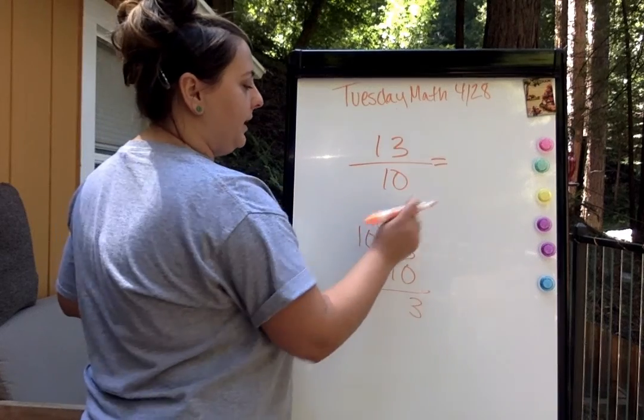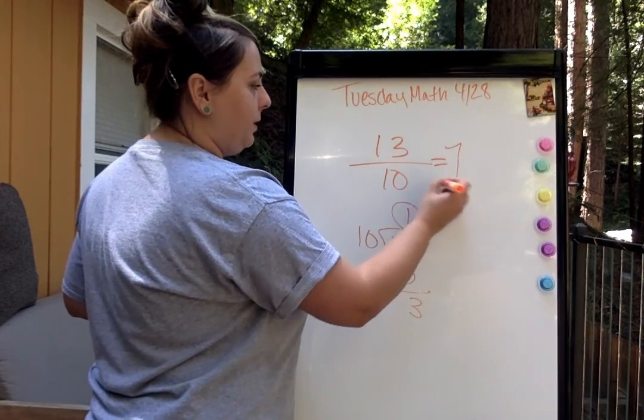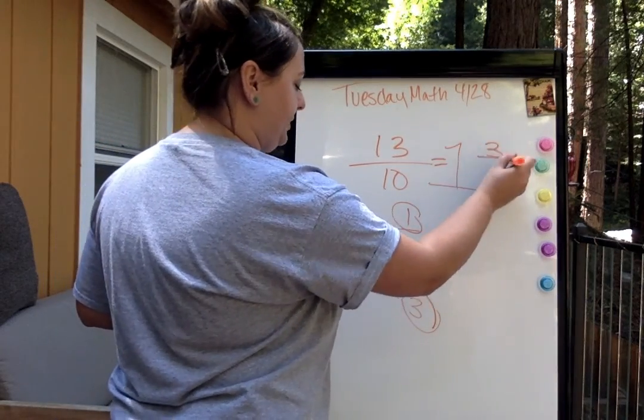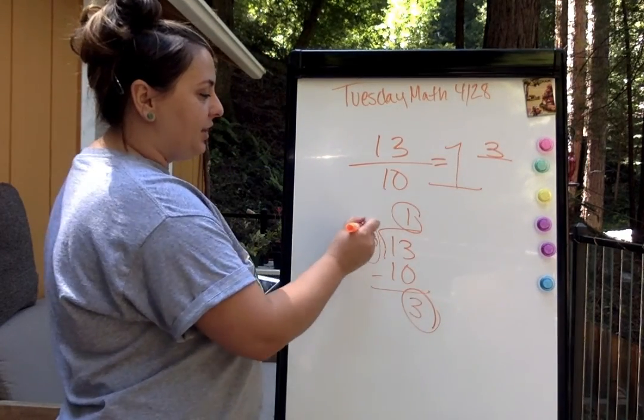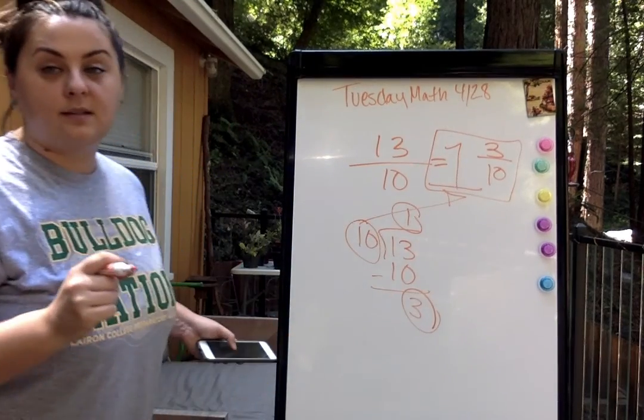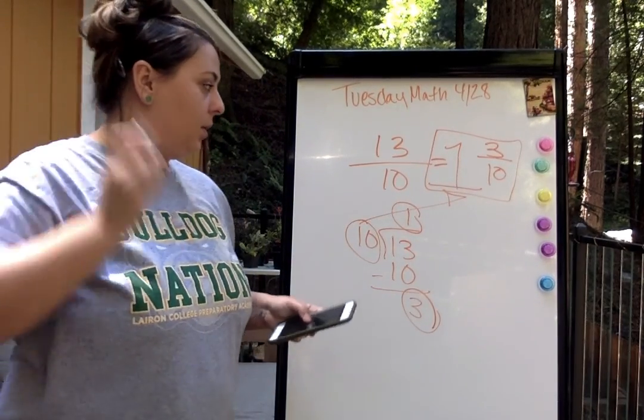So this becomes your big 1. Your remainder becomes your new numerator. And your divisor stays as your denominator. And 3/10 is in simplest form. So we're just going to stop right there.